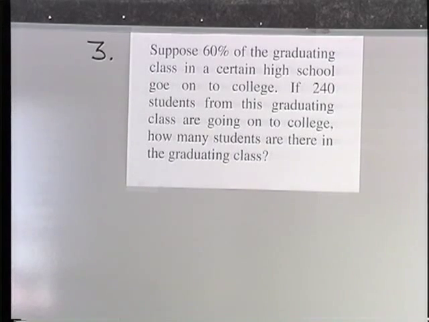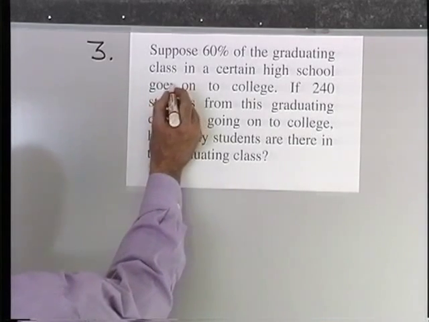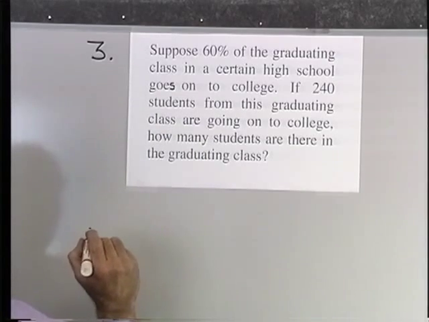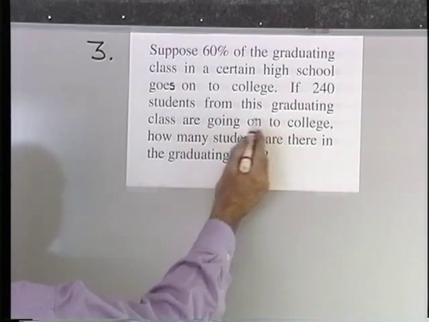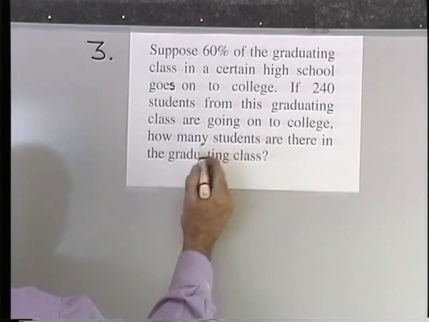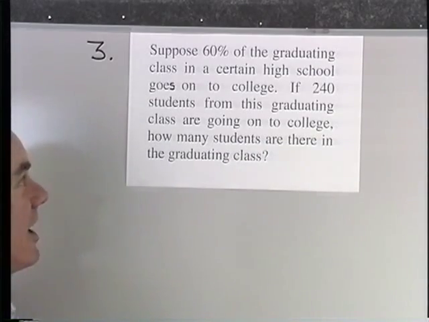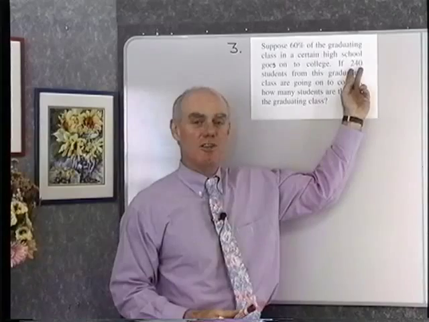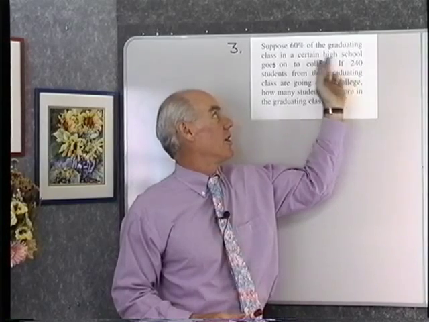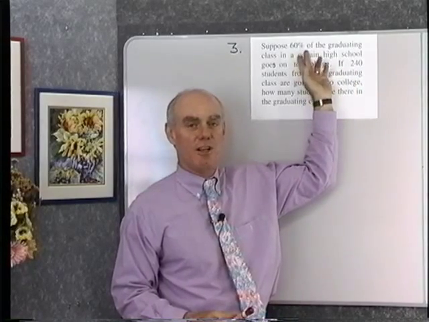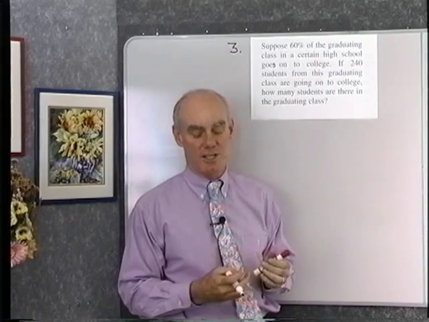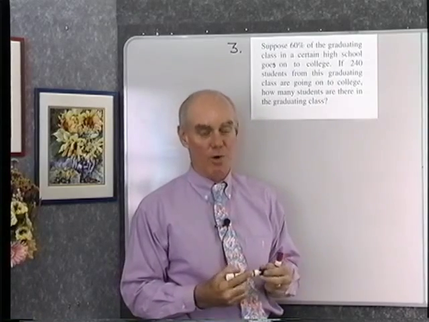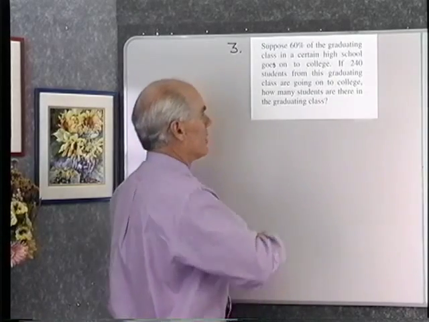It says, suppose 60% of the graduating class in a certain high school goes on to college. If 240 students from this graduating class are going on to college, how many students are there in the graduating class? So let's see, we know 240 students are going on to college, and that's 60% of the graduating class. What we want to know is, what is the size of the graduating class? So what we're going to ask is this.